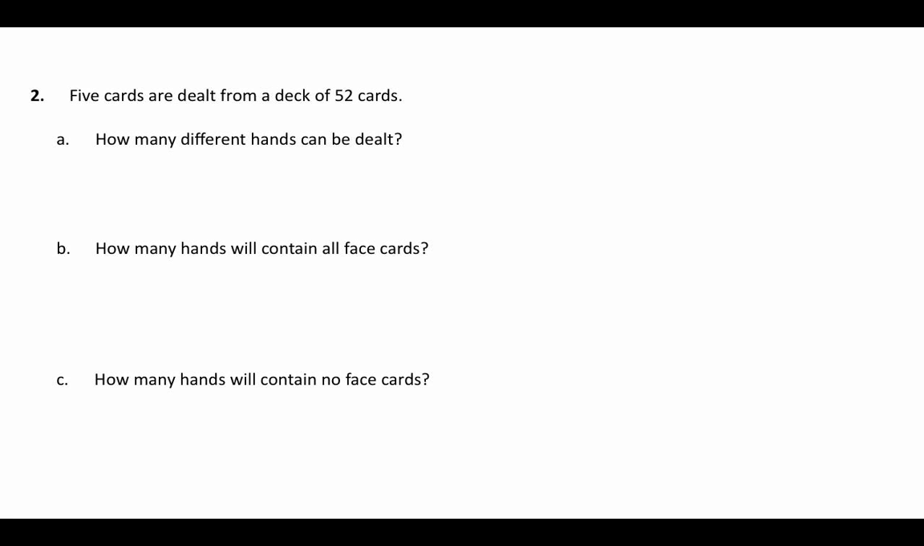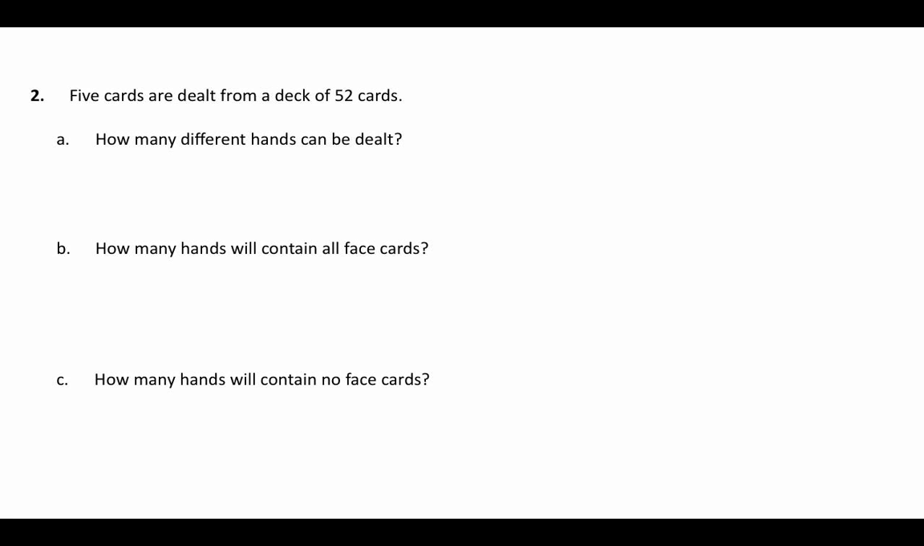Let's look at hands of cards. In this example, we're going to deal 5 cards from a deck of 52, so assume all of these are 5-card hands. Same example: are these permutations? Are these combinations? How do you solve them? How many different hands can be dealt?